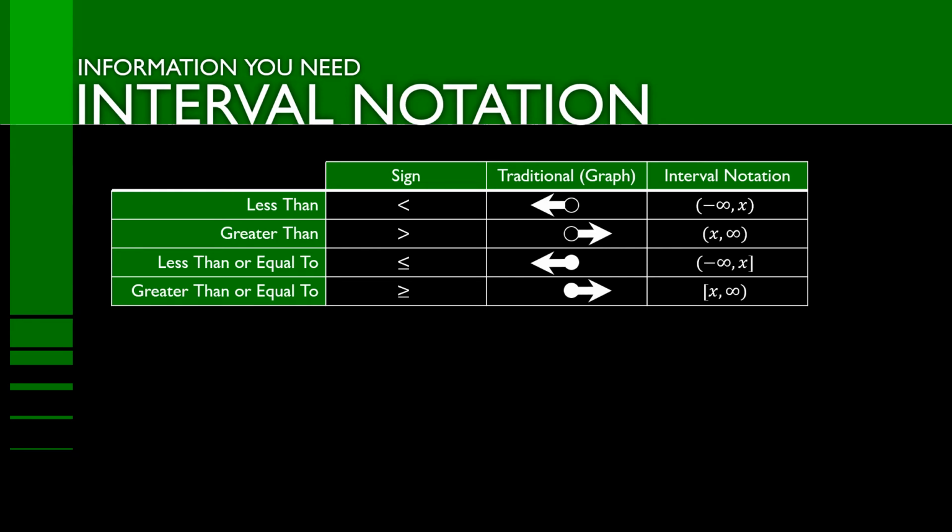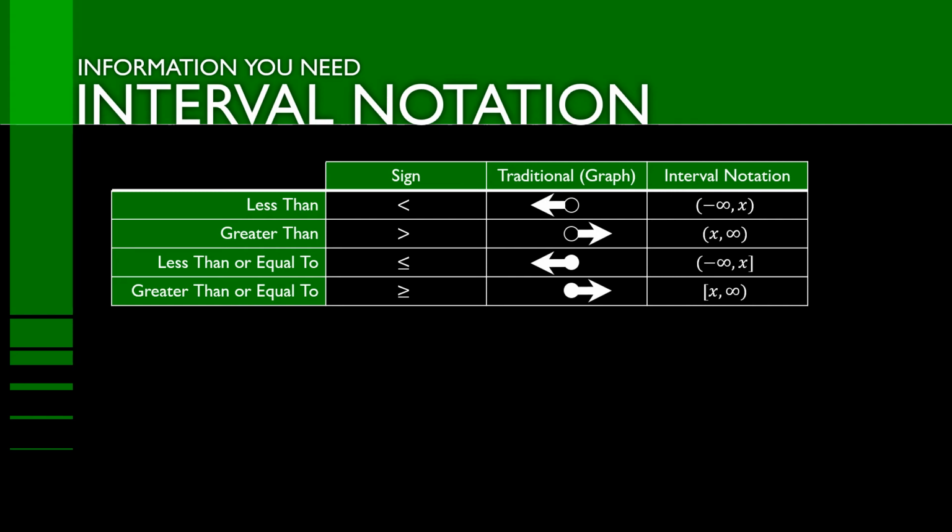So if we were to use x is greater than 3, we would have open parenthesis 3, comma, and then where is that arrow pointing to? It's pointing to infinity. So infinity, close parenthesis, and that would be our interval notation for that.